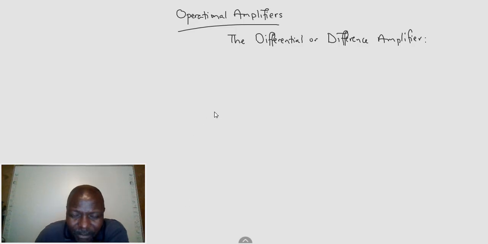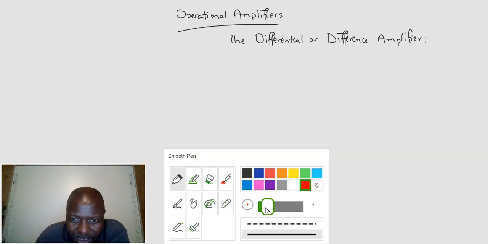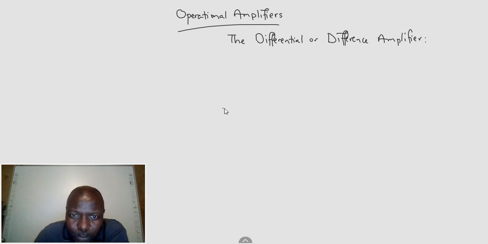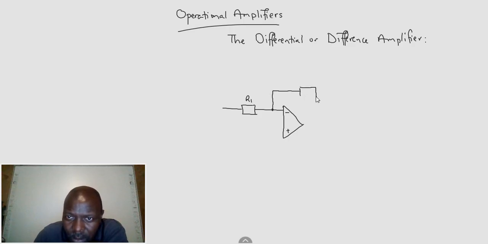What is this differential amplifier? It is basically, oh, I still have red. I don't want red. I want a nice pen, and it should be black. My differential amplifier would be, let's call that R1. As usual, our feedback is given to the inverting one. Okay, this will be our feedback.